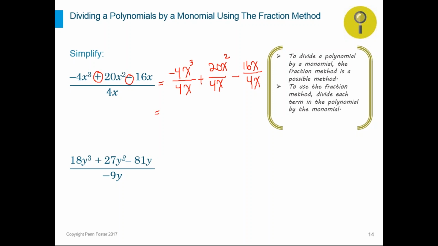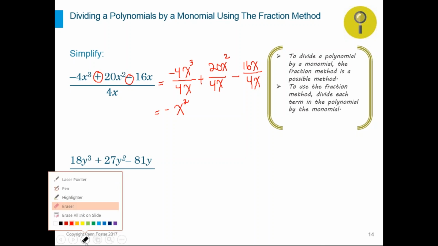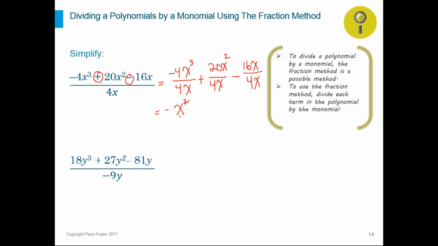So negative 4 over 4 is negative 1. So we have a negative 1. We have x cubed over x. 3 minus 1 is 2, so it's x squared. Or if I want to omit that 1, I'm just going to keep the minus sign. So it's negative x squared for the first term.